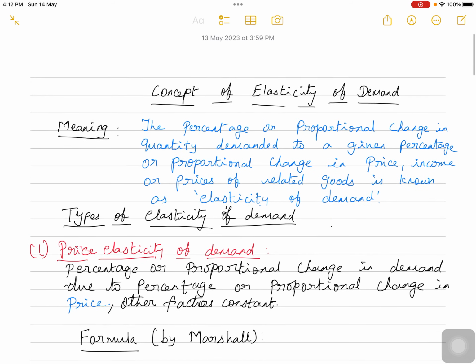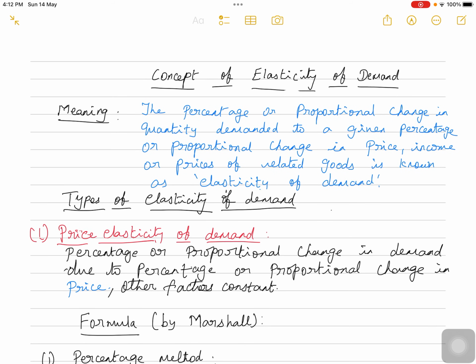Now, what is the meaning of elasticity of demand? It is the percentage or proportional change in quantity demanded to a given percentage or proportional change in three variables, that is price, income or prices of related goods. So the demand for a commodity changes because of the change in price, income, or prices of related commodities. Here the demand is a dependent variable. Price, income and prices of related goods are all independent variables.